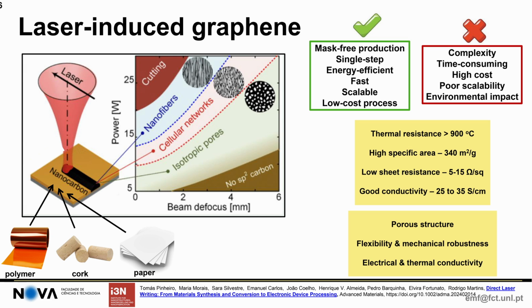So here in these yellow boxes you can see the properties. I would like to highlight the high specific area, because if we want to use this in biosensors with liquids, the surface area is quite important. And also in terms of electrical resistivity, we can achieve values as low as 5 ohms per square.